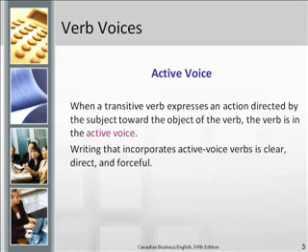First of all, let's look at active voice verbs. When a transitive verb expresses an action directed by the subject toward the object of the verb, it is in the active voice. So think about that for a moment. Hopefully you know the difference between subjects and objects by this point. So the subject is directing the action verb towards the object, and that's when we call the verb to be in active voice.